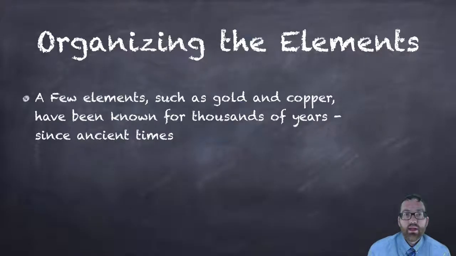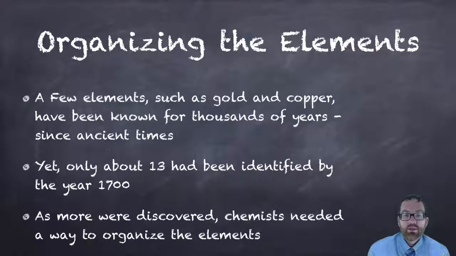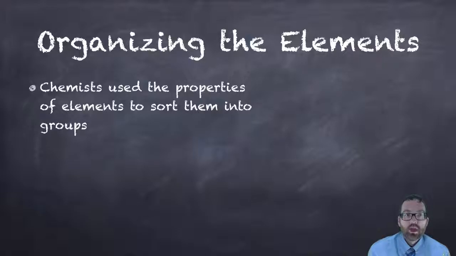So, a few elements such as gold and copper have been known for thousands of years, since ancient times. Yet, only about 13 have been identified by the year 1700. So, as more elements were discovered, chemists needed a better way to organize these elements. So, chemists used the properties of elements to sort them into groups.